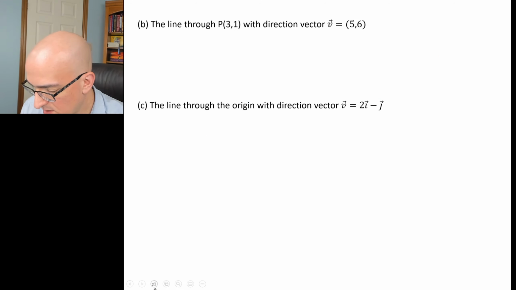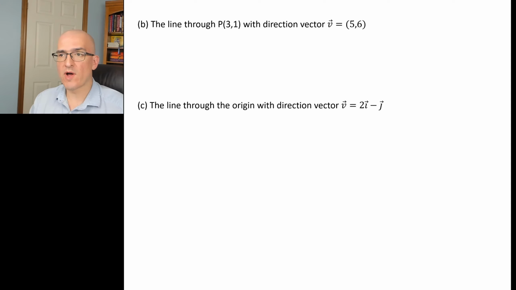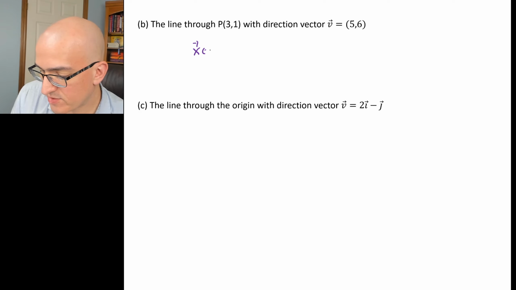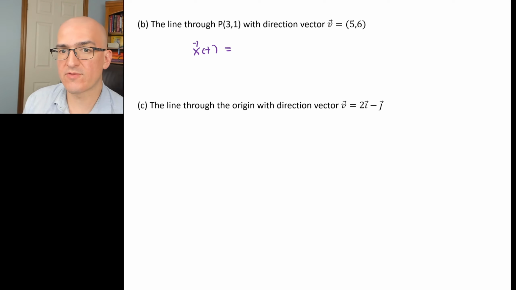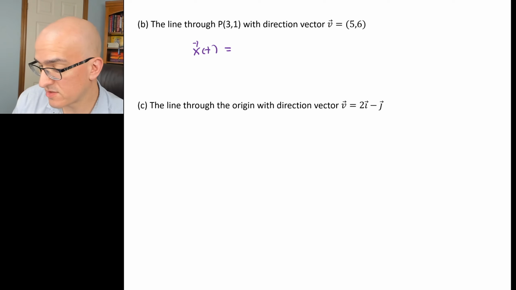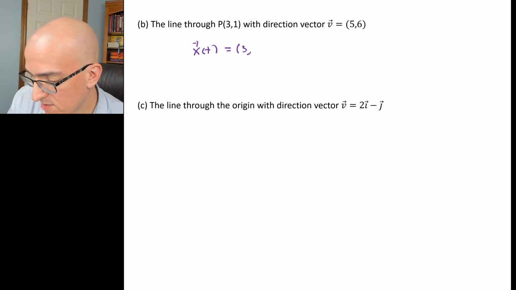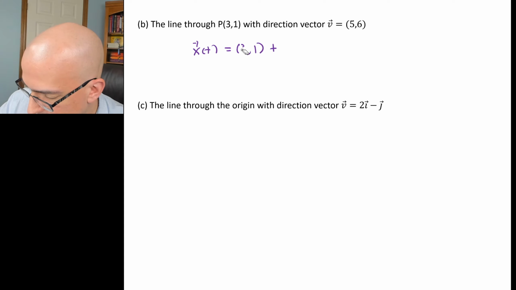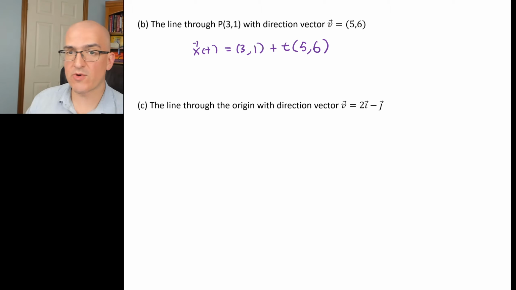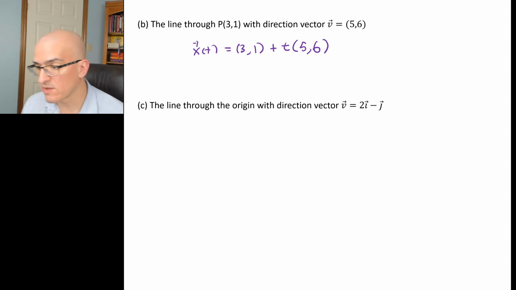All right, here's another one. Let's construct the line that goes through the point 3, 1 with direction vector 5, 6. Well, this one's easy. We don't have to construct the direction vector. It's given to us, and we don't have to do anything for the point. That's given to us. So it's just 3, 1 plus t times the direction vector v, 5, 6. That's it. We don't have to do anything else. That's the equation of the line that goes through that point and has that direction vector.